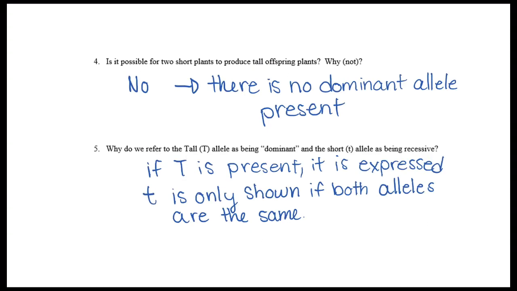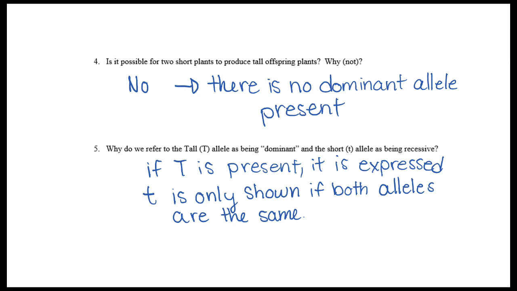Okay, last two questions before we move on to our notes. Is it possible for two short plants to produce tall offspring plants? Why or why not? So no. Since there are no dominant alleles, there is a 0 chance that they could produce a tall offspring, as the tall allele is the dominant allele.